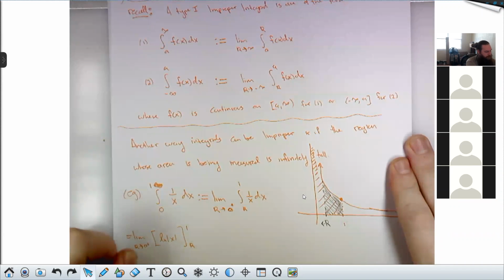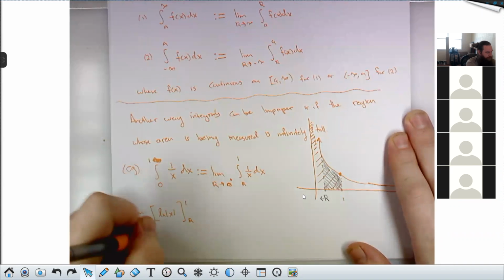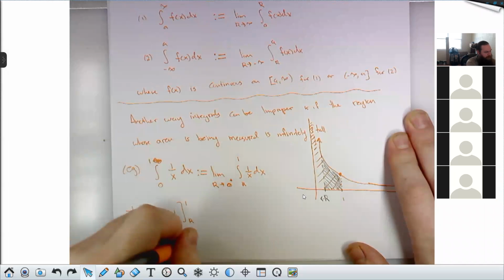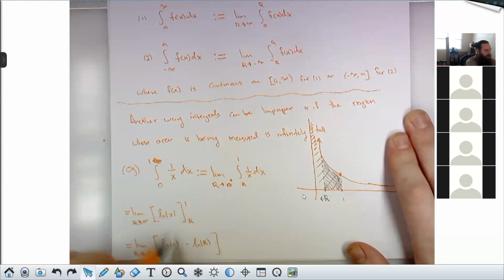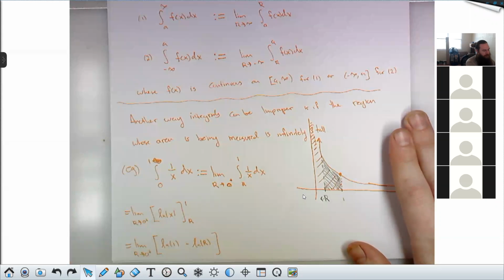So that's going to be the limit as r goes to 0 from the right of the natural log of 1 minus the natural log of r. And again, I'm losing the absolute values here because 1 is positive, and r is going to 0 from the right, so it's understood that r is positive also.